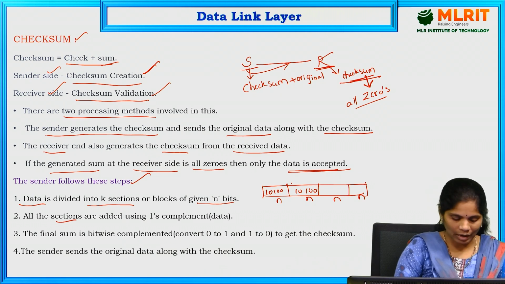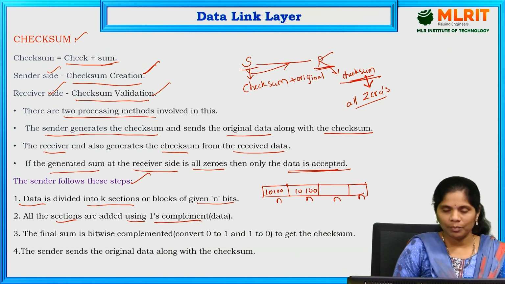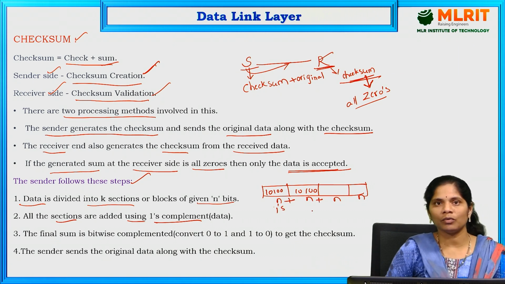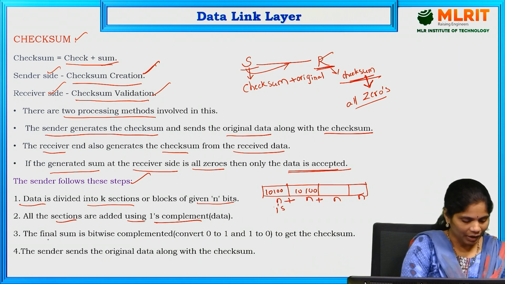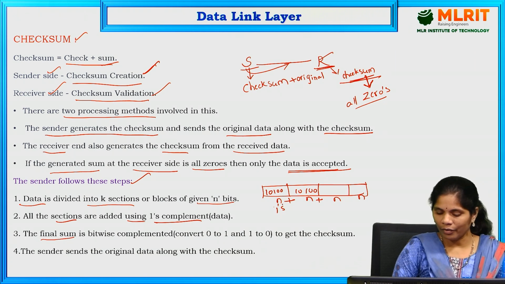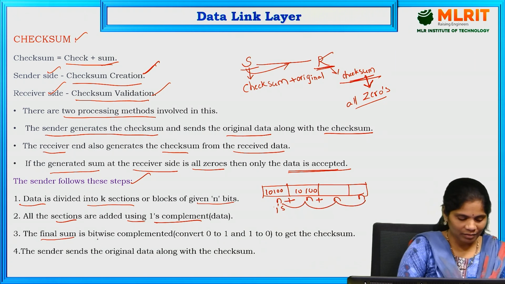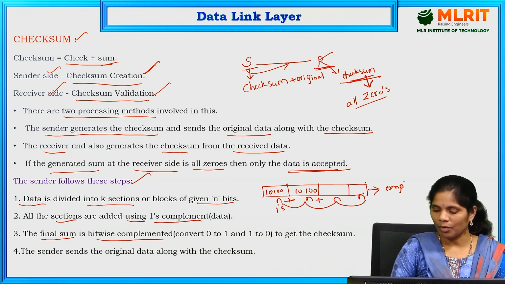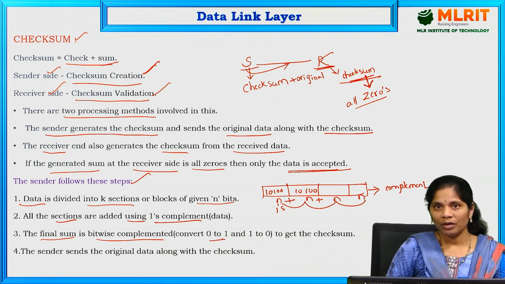All sections are added using ones complement. Using ones complement, we add these data, and like this we add all the sections. The final sum obtained after adding all the data is then bitwise complemented. That means if ones come, we change them to 0, and if zeros come, we change them to 1, to get the checksum. That is the checksum operation.